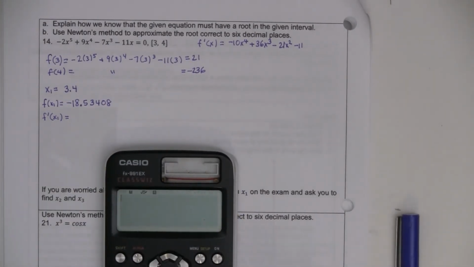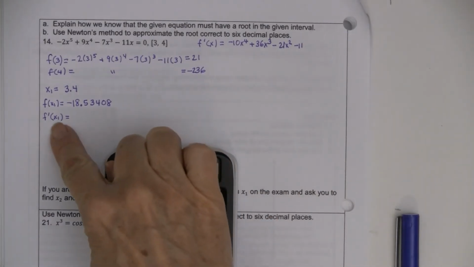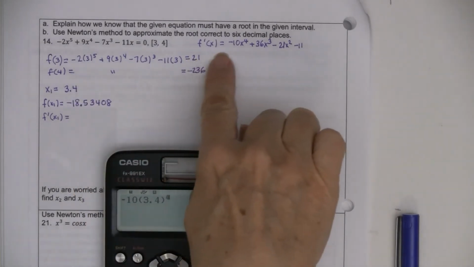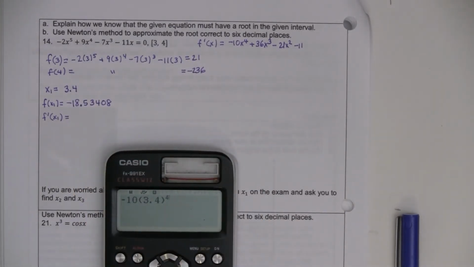So now I need to put that in, negative 10 times 3.4, our guess, raised to the fourth. So I'm putting my guess, 3.4, into f prime, plus 36. And yes, I'm going to show you how to do it on the calculator. If you're watching me put that in my calculator wrong right there, and you already have an idea of how you could put it in your calculator, then I say go right to it. That sounds good. Don't wait for me.